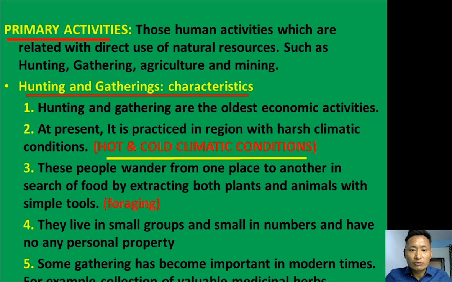How are they searching for food? By extracting both plants and animals with the help of simple tools. Simple tools, we can say, are stones and sticks. With the help of these tools, they extract plants and animals for their food. And in simple words, it is called foraging.